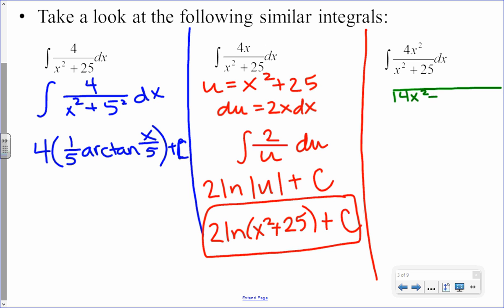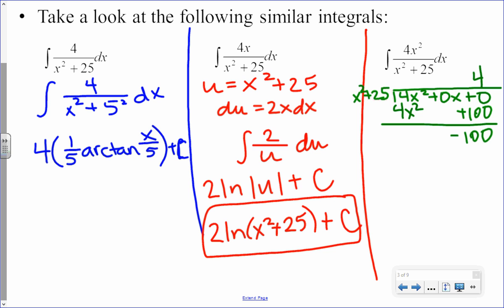So we have 4x squared plus 0x plus 0 divided by x squared plus 25. Okay, guys, this is like the easiest division ever. X squared times what is 4x squared? 4. Okay. 4x squared plus 100. If we do the subtraction, we're left with negative 100. That's our remainder. How do we write quotients? We have 4 minus 100 over x squared plus 25 dx.